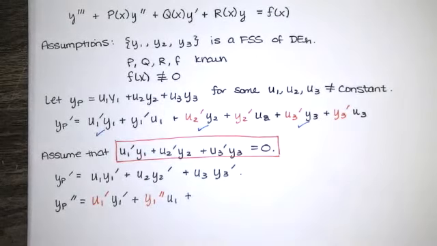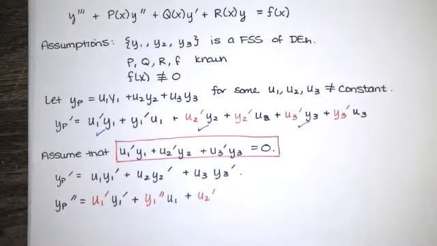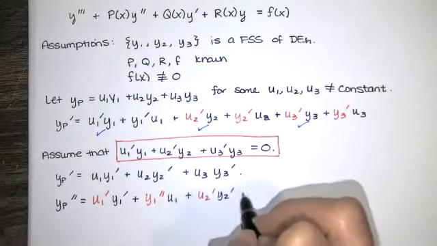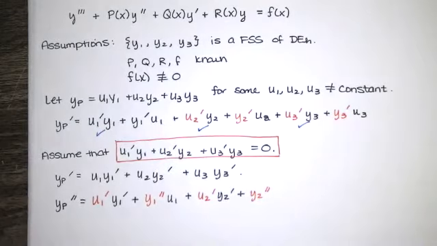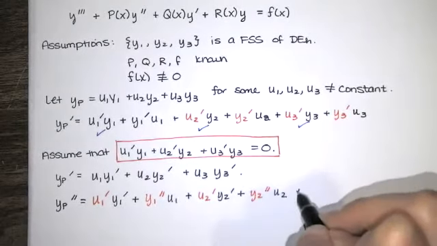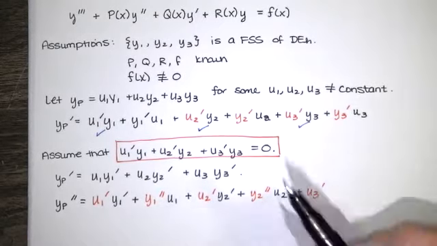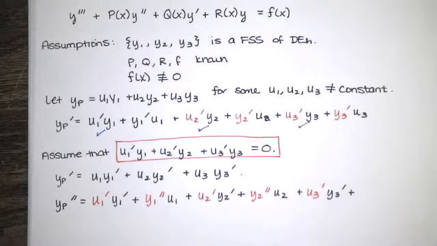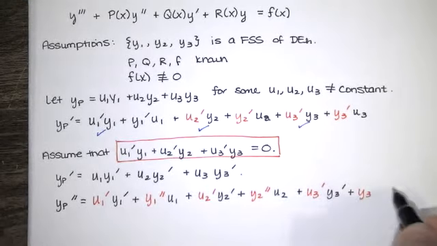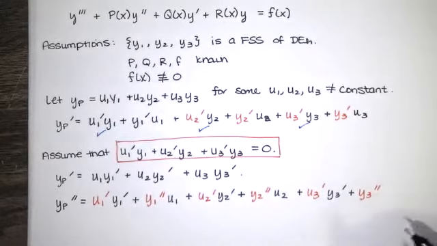And then we have the derivative of the first here times the second. And then we're adding the derivative of the second times the first. And then we add derivative of the first times the second. And then we add derivative of the second times the first.